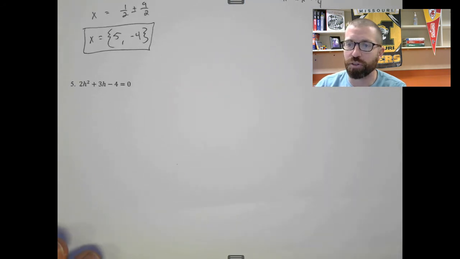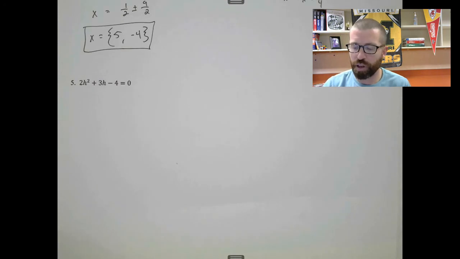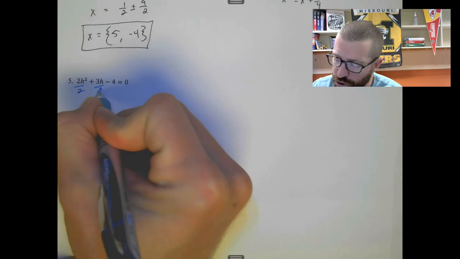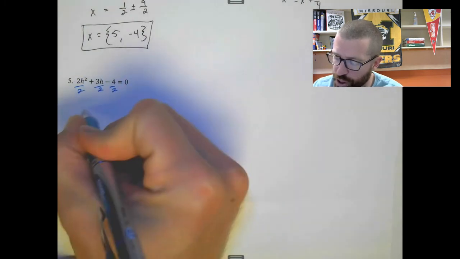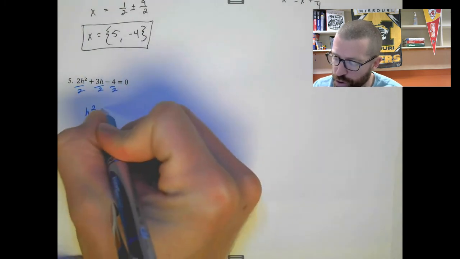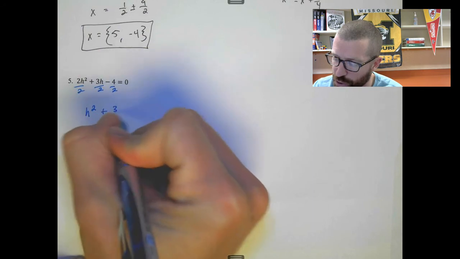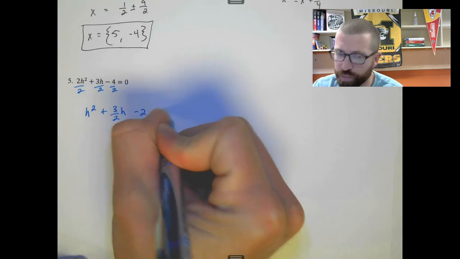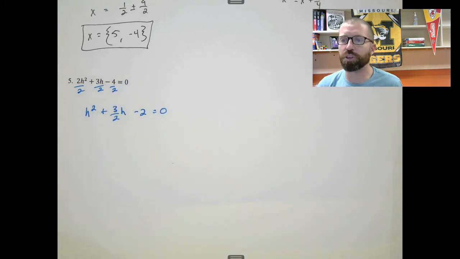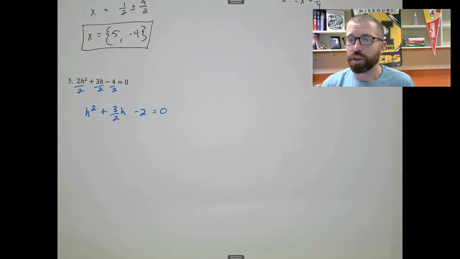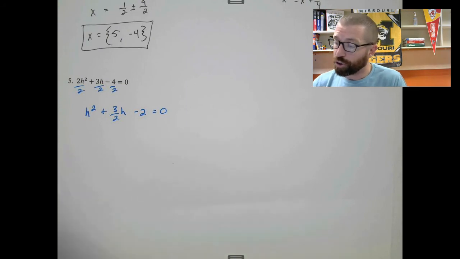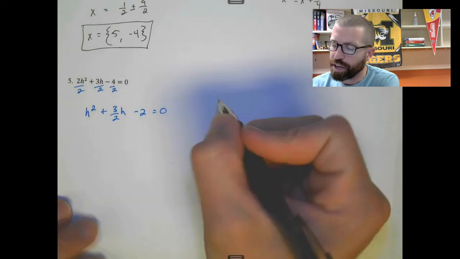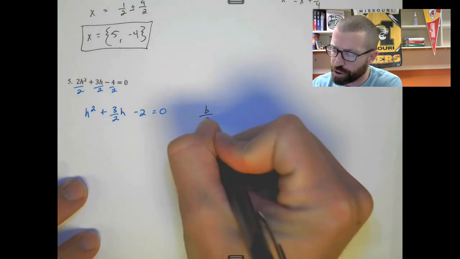Remember to get x squared or a is equal to 1. To do that, you have to divide by 2. And so this is one where it's going to be a little tricky in dealing with the fractions because we have 3 over 2h and then minus 2 is equal to 0. So from here, a is equal to 1. Now you've got to find b over 2 squared.